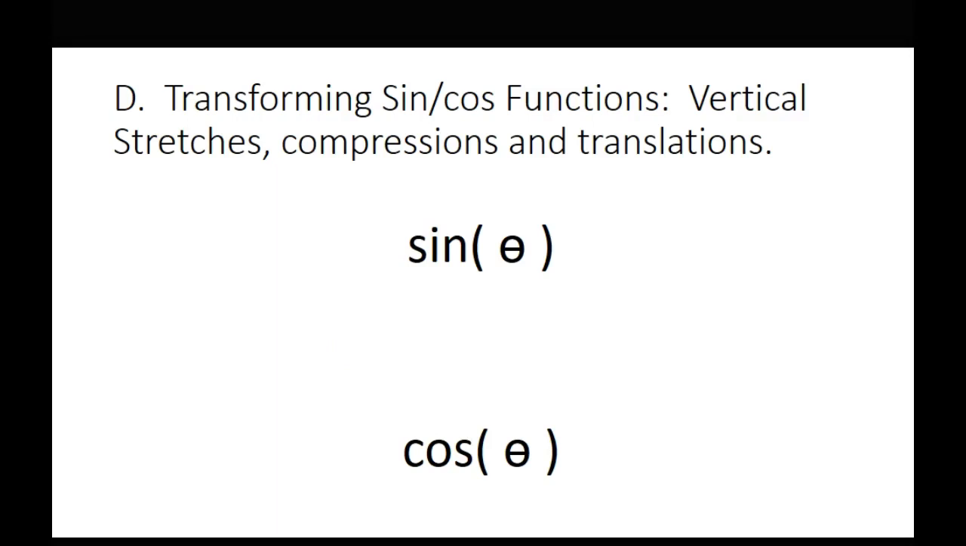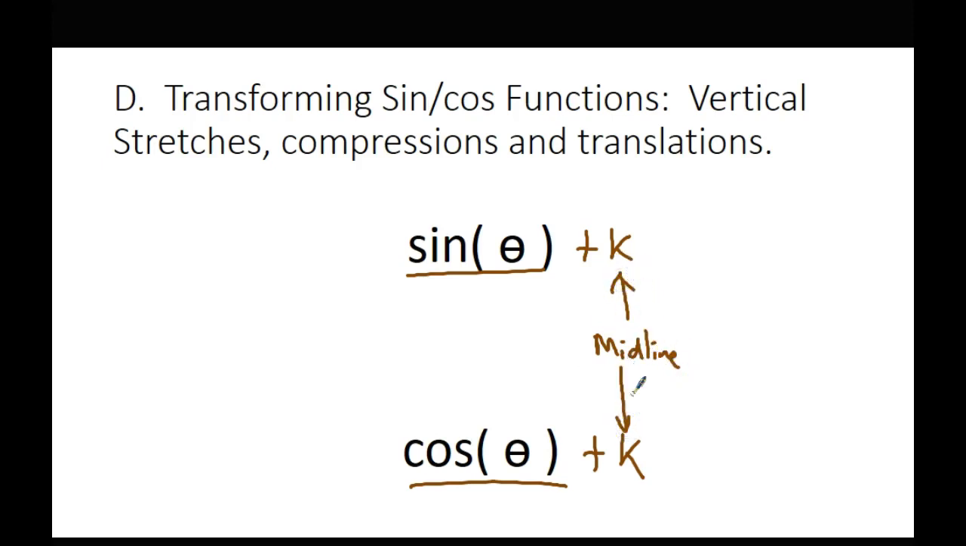So sine and cosine. Where are their midlines at, you guys? They're on the x-axis, right? That's at 0. But if I were to add a number to it, that's going to move your midline up to whatever that number is, right? So this number here, the k, is going to represent our midline then. Whatever number's added or subtracted, that's going to represent the midline of that wiggling curve. Okay?